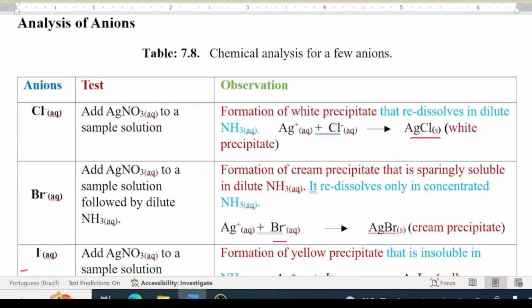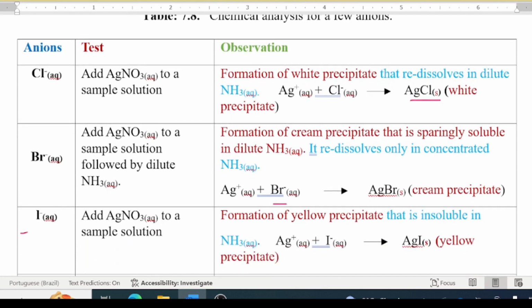And here now we're going to do testing for anions. If you want to test for chloride ions, let's say you have a solution there and you want to know if it is a chloride, you add to a sample of that silver nitrate solution, and when that happens, you get a white precipitate. If this white precipitate redissolves in ammonia solution, then it confirms that chloride ions are present.